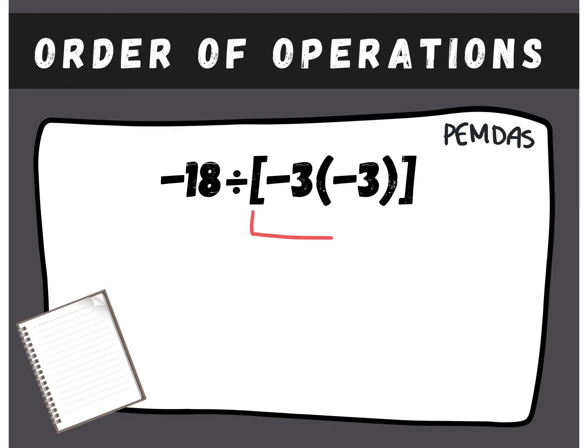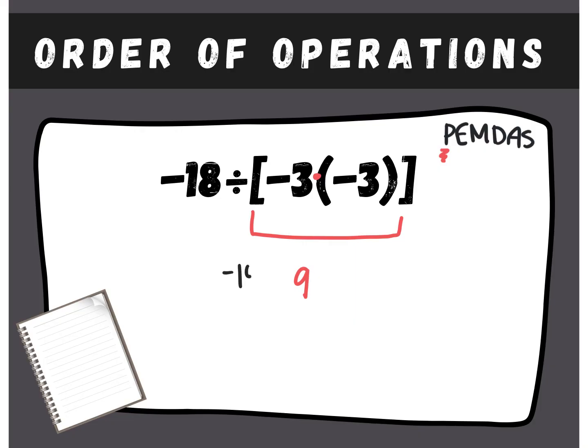Now, I'm going to treat these brackets as my P for parentheses because inside those brackets there is something to do. Inside these parentheses, there's just a number. So that means it's not really a problem to solve, so those aren't the parentheses I need to focus on. Now, when I'm solving those brackets, I have a negative 3 right next to a negative 3. That means these two negative 3's are being multiplied. And if I multiply them, I will get a positive 9.